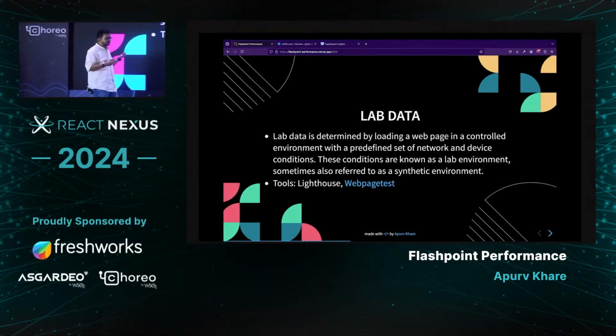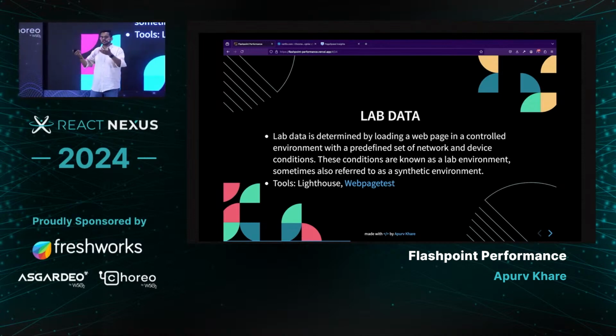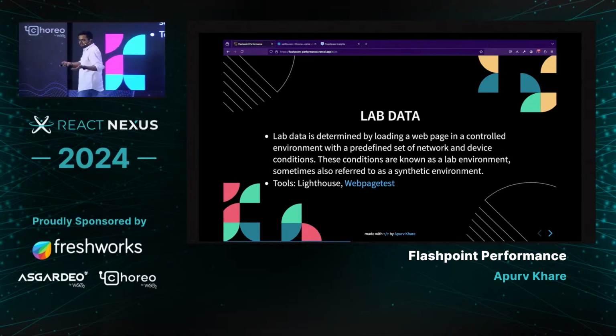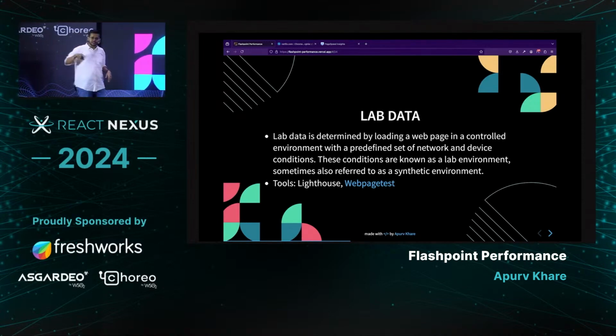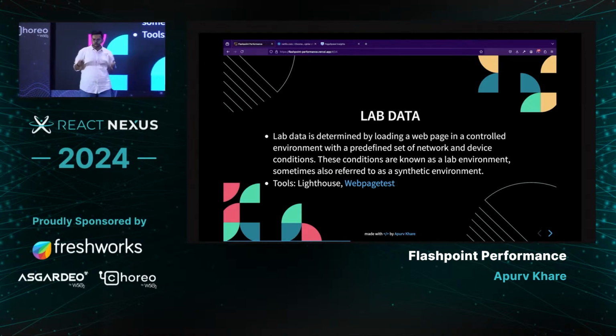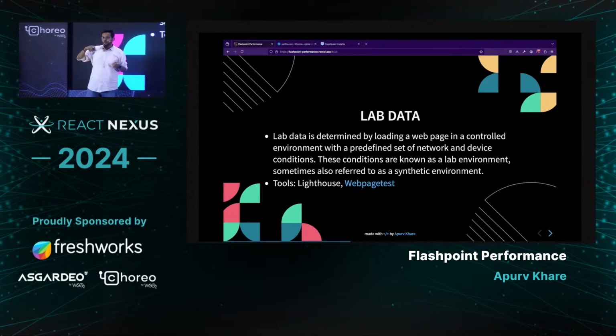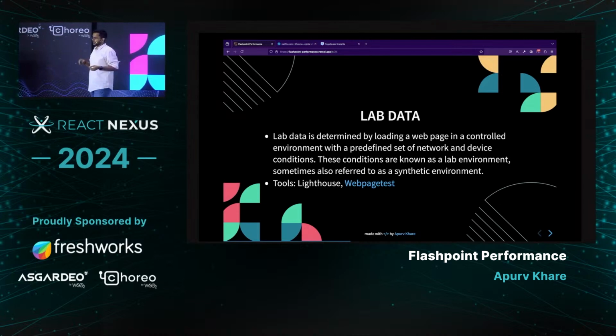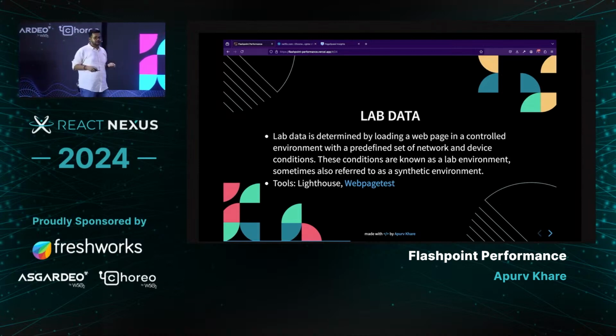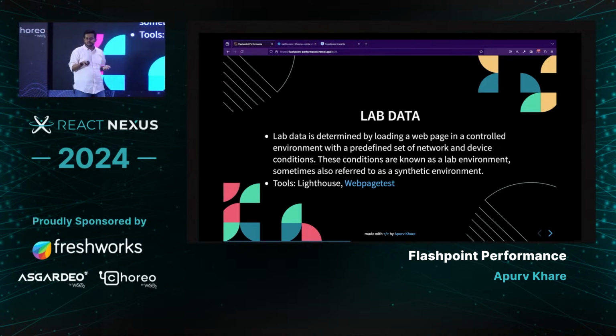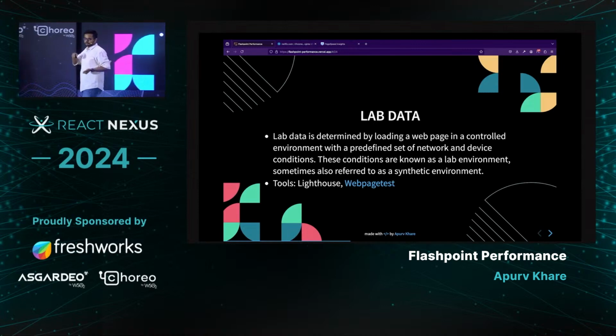When do we use such data? When we have to ship a feature. It is not in production, but before shipping, we need to measure the performance. At that time, we will use such data. And the tools for lab data are Lighthouse. How many of you know Lighthouse? Good. So for those who don't know, it's in the Chrome DevTools, right? And there is one more, WebPageTest. How many of you know this? Good. We'll be seeing a demo of this.